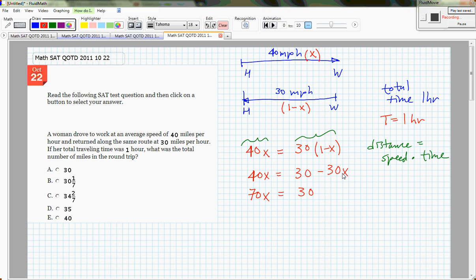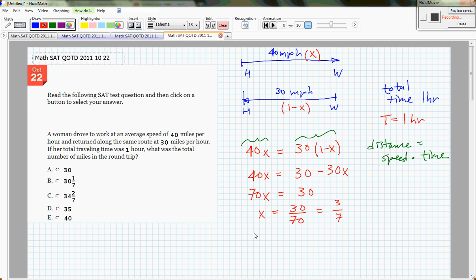So I can pull that 30 over to this side. That means x equals 30 over 70, or, well, that's 3/7. That means 1 minus x is 4/7. So 3/7 of an hour to work, and 4/7 of an hour back home. Right? It takes longer when you drive slower, and less when you drive faster.